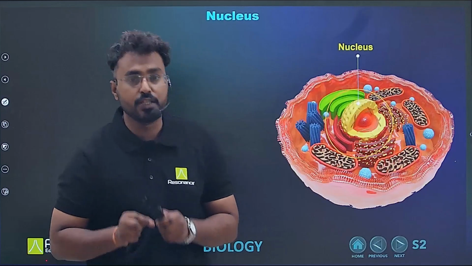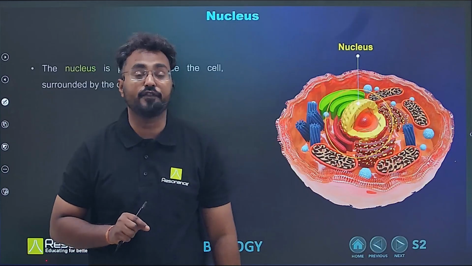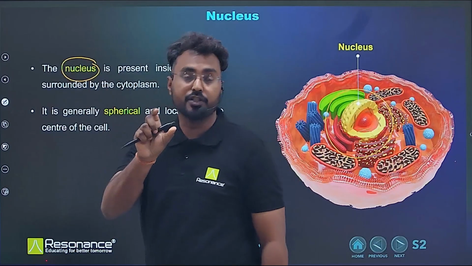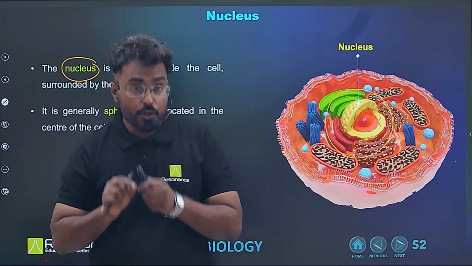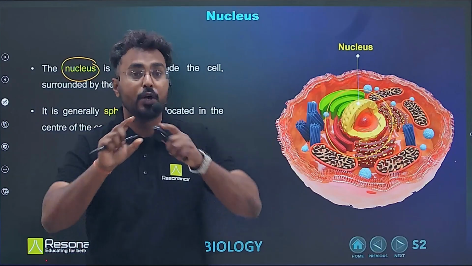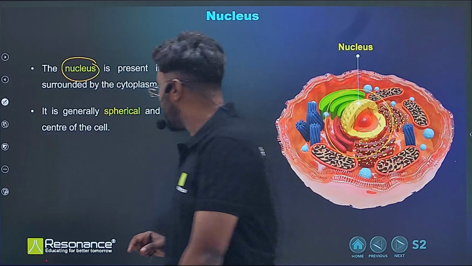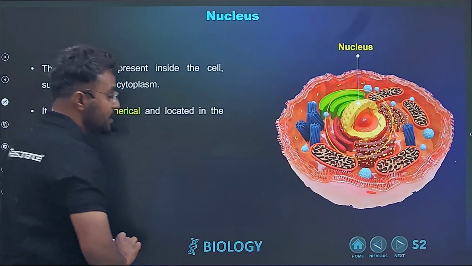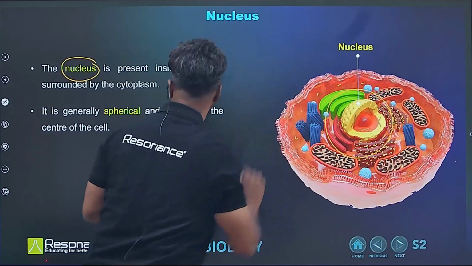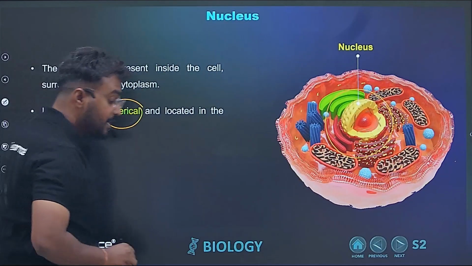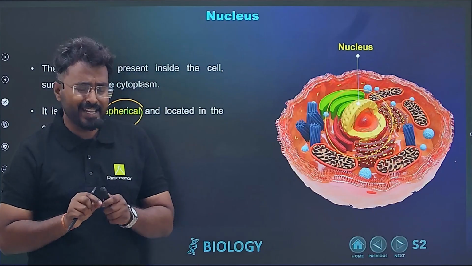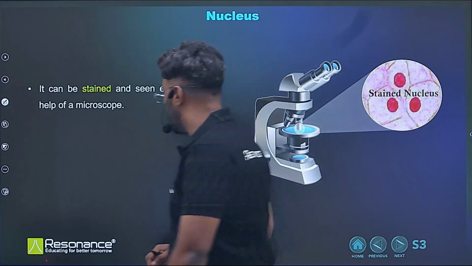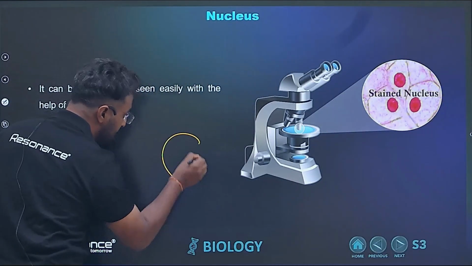As you know, the nucleus is one of the most important structures of the cell. This nucleus is present inside the cell, surrounded by the cytoplasm. If you see this liquid part, it is nothing but the cytoplasm. The nucleus generally has a spherical shape, but its shape can change a little bit in different types of tissue or cell. Suppose this is a cell, this is the nucleus.